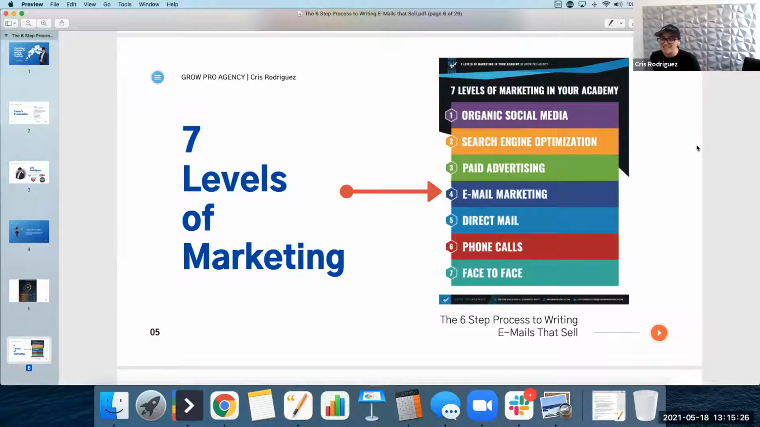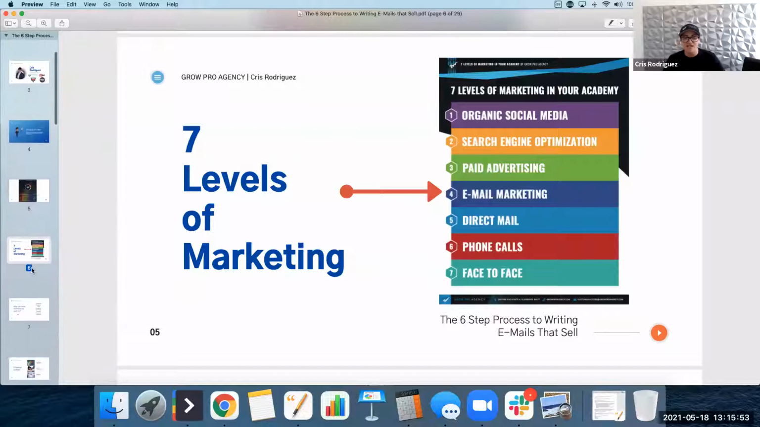Now, with that being said, the quality of lead gets better and stronger as you make your way down through the 7 levels of marketing. All right. So if I have an opportunity to get a lead that I'm face to face with, somebody that I got to build rapport, I got to meet them, that lead is ultimately going to be worth more than, let's say, a lead that came from social media.